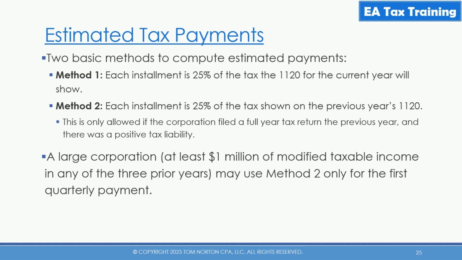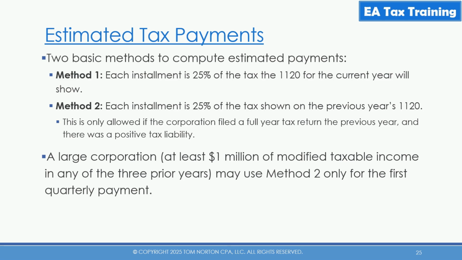So you have to estimate how much tax you are going to owe. That's why they are called estimated payments. And then you need to pay in 25% of that amount each quarter. So that's method 1. With method 2, the amount of each installment is 25% of the tax shown on the previous year's 1120. Now, this is only allowed if the corporation filed a full year tax return the previous year and if there was a positive tax liability.